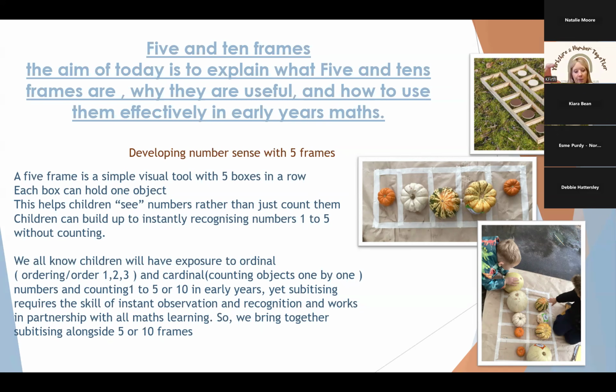A 5 frame is a simple visual tool with 5 boxes in a row. Each box can hold one object. So on here, as you can see, we've got wooden frames. We've got a masking tape frame. These are all what we've done, 5 frames and 10 frames. Obviously, sometimes children, the very little ones, will come and fill the frames. Every child plays with things differently. But if you're the model, you're inputting, you can sit beside placing an object in each space.